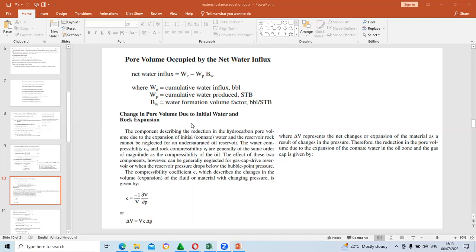All right. The change in volume due to the initial water and rock expansion. This is the general formula of what we call the compressibility equation. This is the general formula that tells us how the compressibility of rock and fluid changes with changes in pressure. This is a simplified form of that particular formula, the simplified form to get the volume change. Our essence here is to get the volume change.